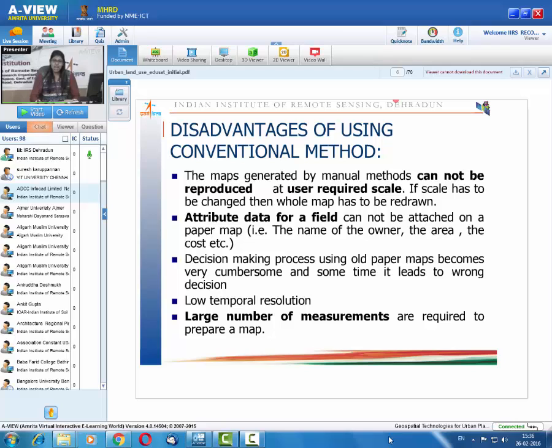And then a large number of measurements are required to prepare a map when using the conventional method. However, if we are using the modern methods, we are going to have satellite data, and the built up area or other areas can be extracted using digital image processing techniques.